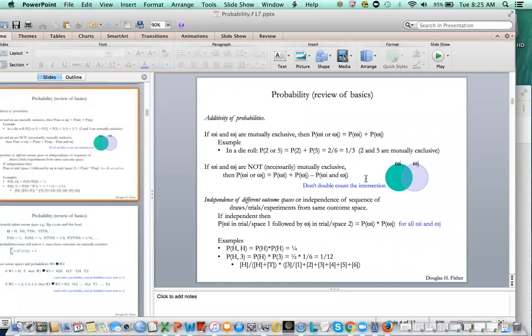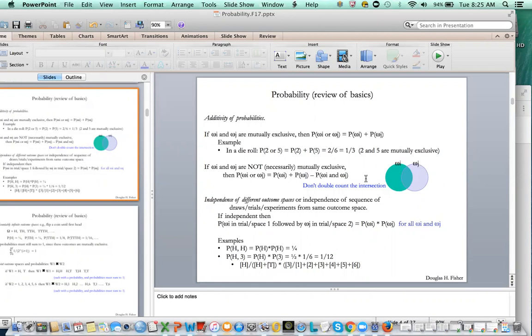We're now looking at the slide on additivity of probabilities. If we have two outcomes that are mutually exclusive, then we can add their probabilities to get the probability of the disjunction of those two outcomes. So for a die roll, the probability of a 2 or 5 is simply the sum of the probability of 2 and the probability of 5. Again, that's if they're mutually exclusive.